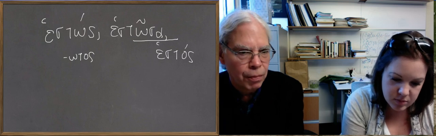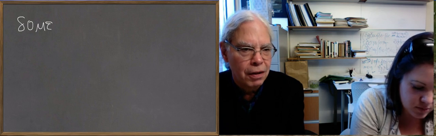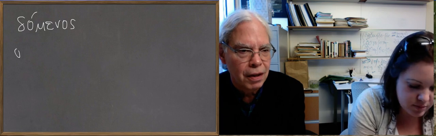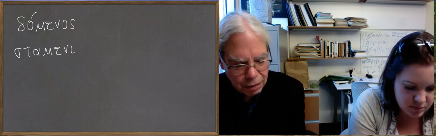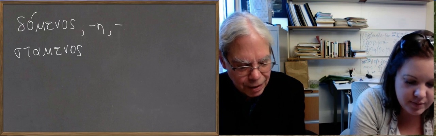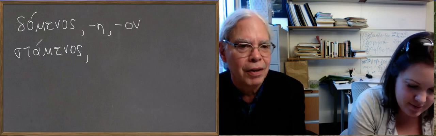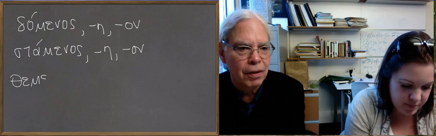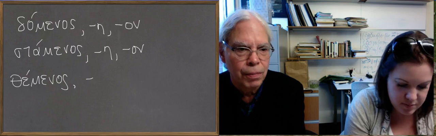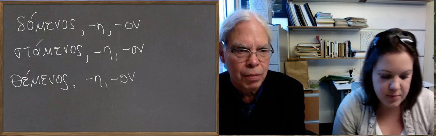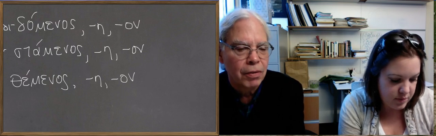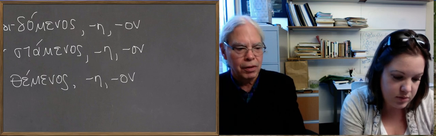If we give them to you, the aorist middle ones are domenos, on, rather, stamenos, on, and themenos, on. Those are the endings. And those are the aorist forms. Then the so-called present participles are going to be didomenos, histamenos, and tithemenos. No serious difficulties there.